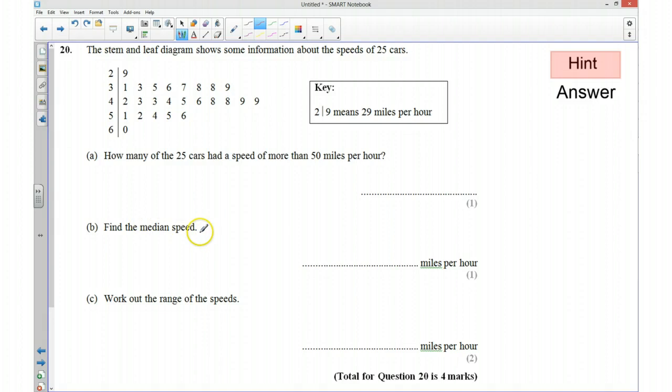Part B says find the median speed. So if I lined all of these up, the median is going to be the middle speed. And part C says work out the range of the speeds. That's how spread out our speeds are, and that's going to be our largest take away our smallest to work out the range. Okay, those are my hints. See if you can now pause the video and have a go at answering the question.